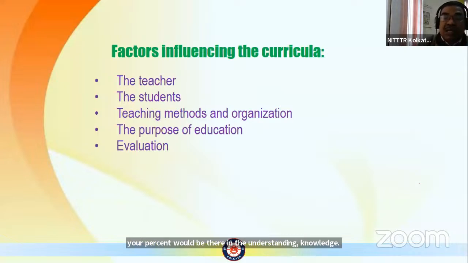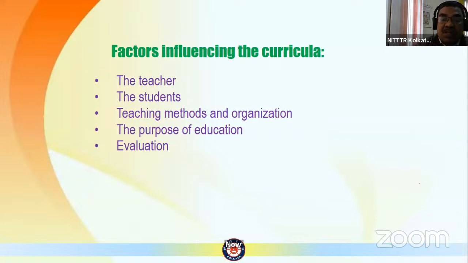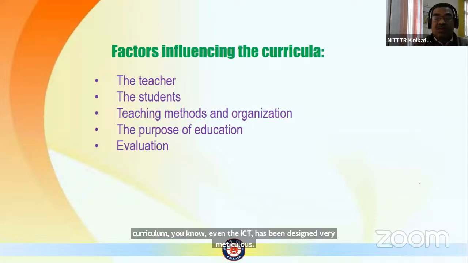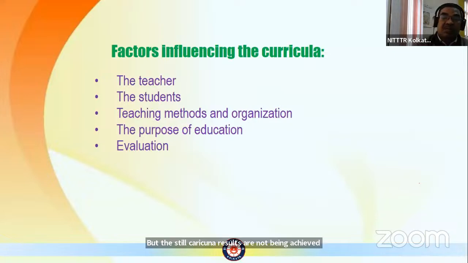Factors influencing the curriculum. Sometimes it has been said that even the AICTE curriculum has been designed very meticulously, but still the curriculum results are not being achieved, and we are facing a lot of problems in achieving the curriculum. Now, what are the different factors which will help you, or which will create a problem in implementing the curriculum in a better way?